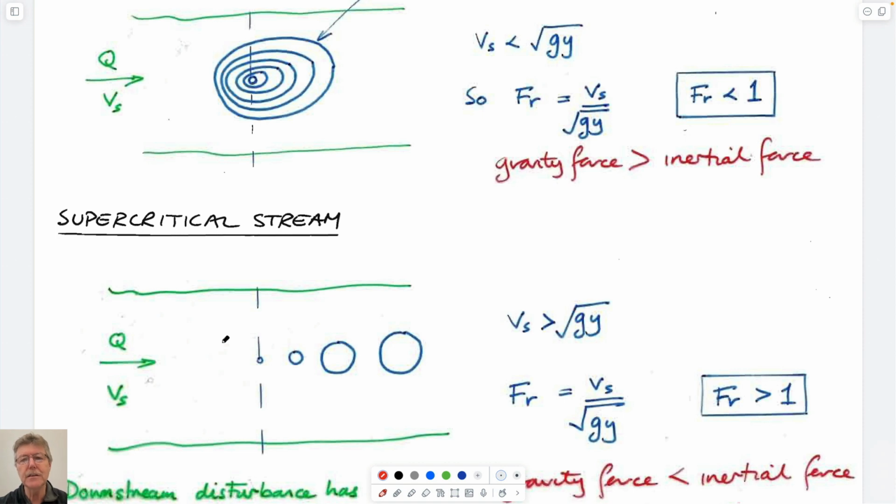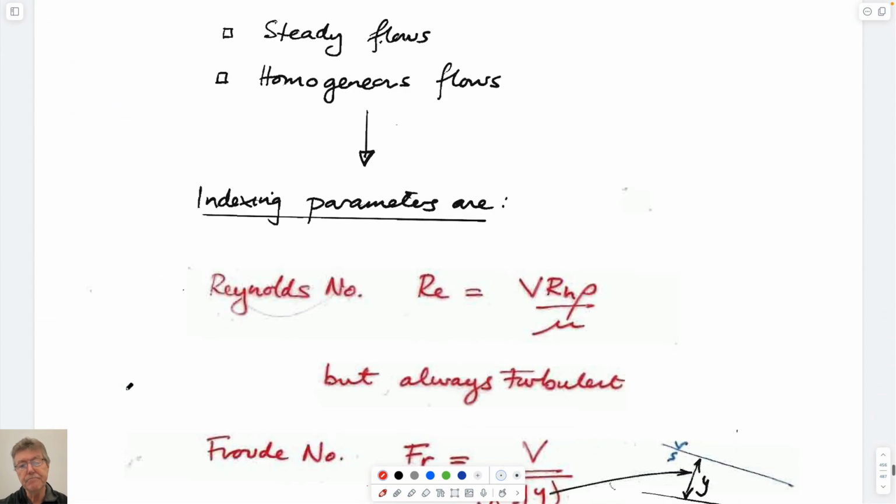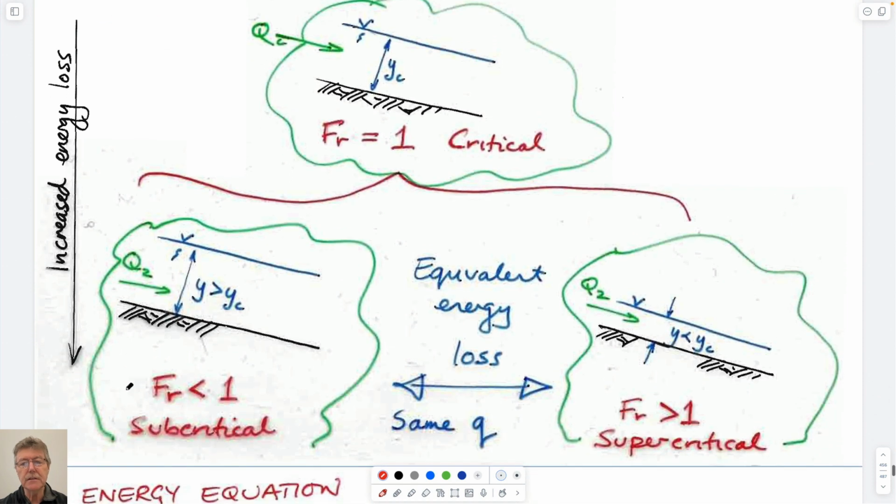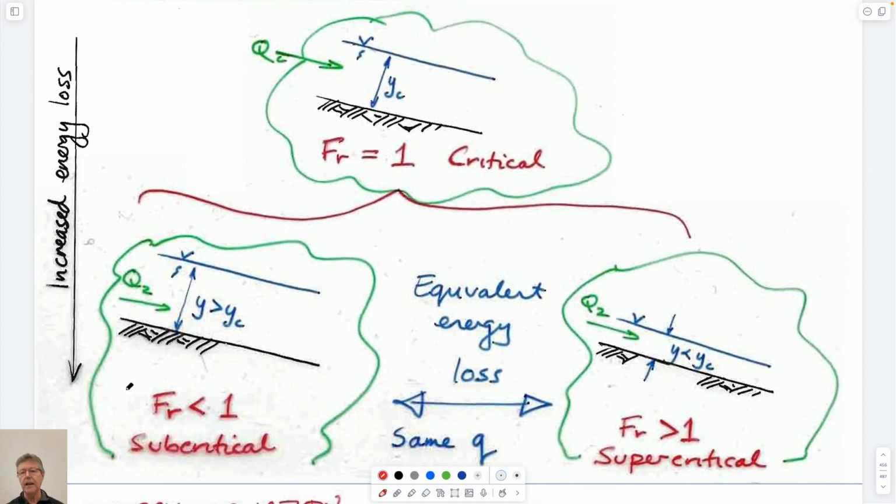And so that's why we're interested in defining the flows relative to this Froude number. And the Froude number is just the stream flow velocity divided by the celerity wave velocity. Where it's less than 1, it's called a subcritical flow. And so the flow is less fast than the celerity wave, and so information gets transmitted upstream. If it's greater than 1, then the flow is faster than the celerity wave, and no information can be transmitted upstream.